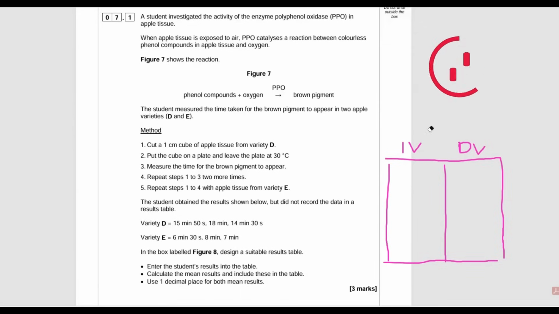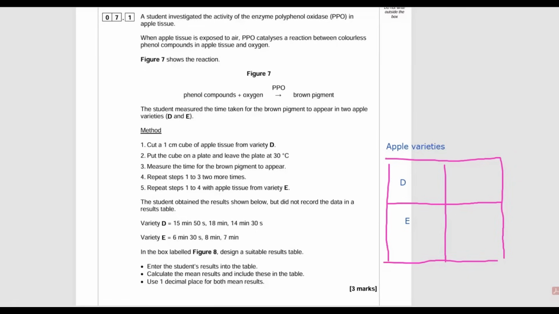Okay, let's go. Independent variable is always in the first column. And what did they change? Let's scan read. Okay, they didn't change the PPO, the enzyme catalyst, the phenol compounds. They measured the brown pigment. Two apple varieties, D and E. So our first heading should be apple varieties. And we've got 2 of them, D and E. So what you change, which is the independent variable, is always going to be in the first column. So apple varieties D and E. Now what we want to do is look at the independent variable, the dependent variable.